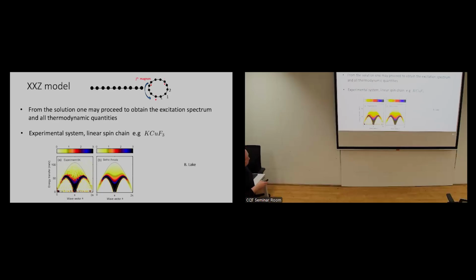And indeed, this is not a mathematical exercise. There are several materials that people can synthesize, which are described by this one-dimensional model, for example, KCuF3, and people can measure the spectrum of this linear chain. And here is the Bethe Ansatz solution. It's the experimental result, which one can obtain by scattering energy.